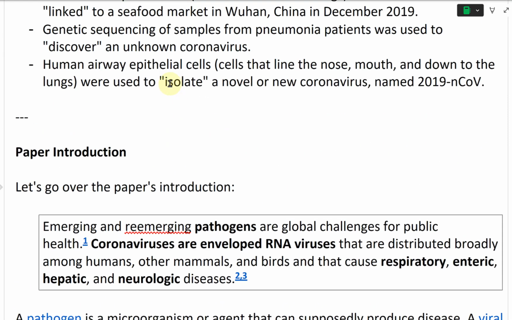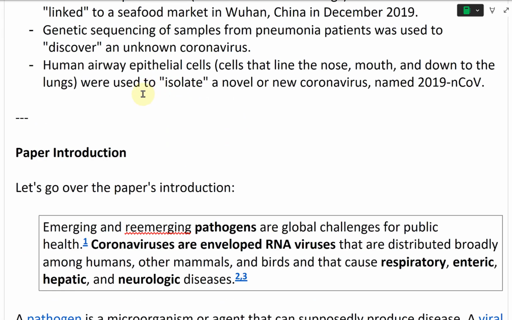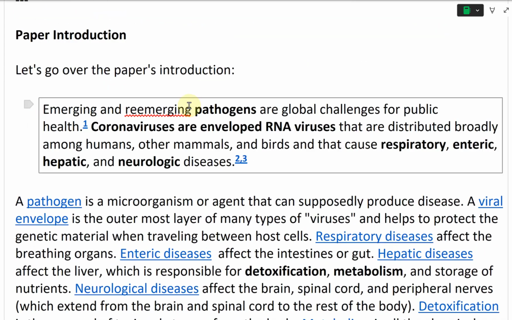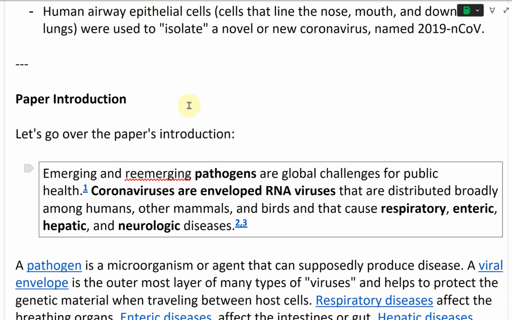All right, so now that we've covered the abstract or summary, let's take a look at the next section of the paper, and that's the paper introduction. And a lot of this is going to be on just the mainstream narratives of virology in general. So let's go over the paper's introduction.